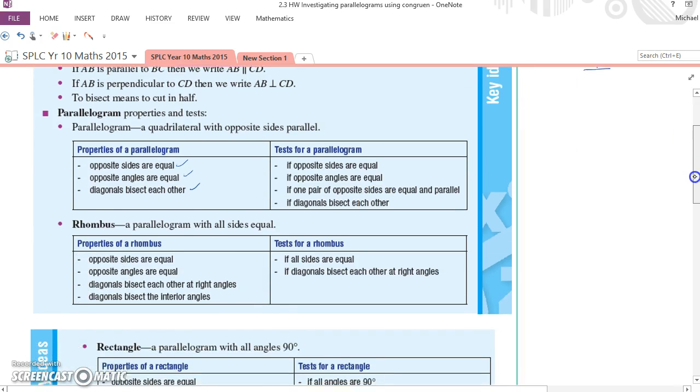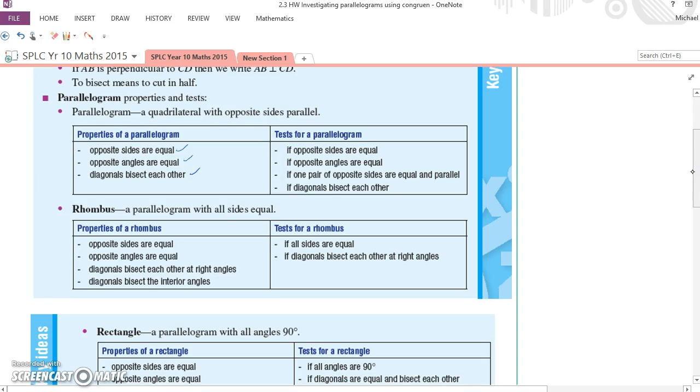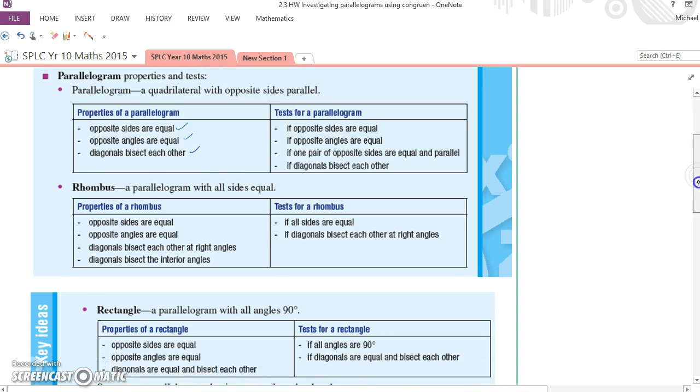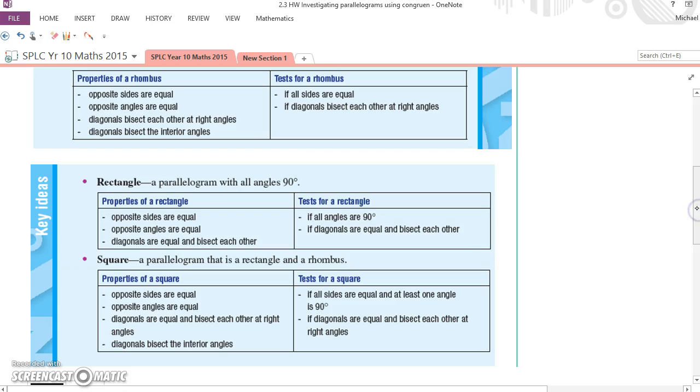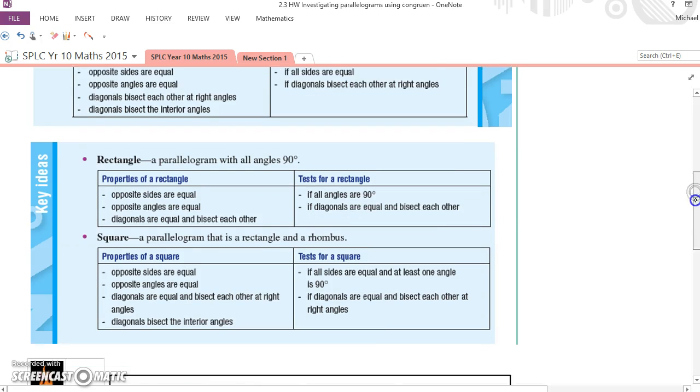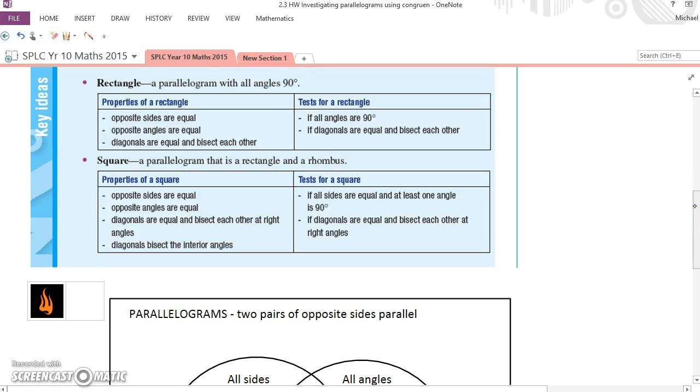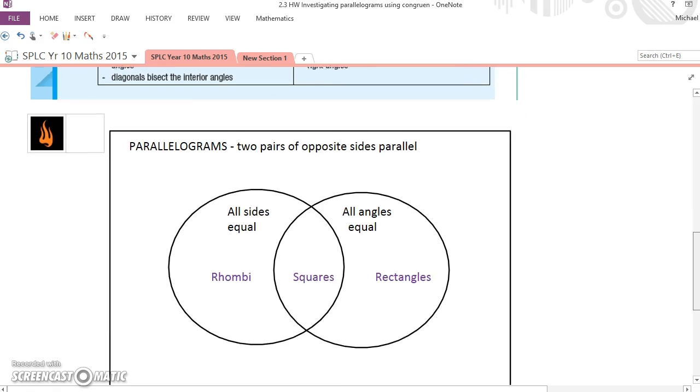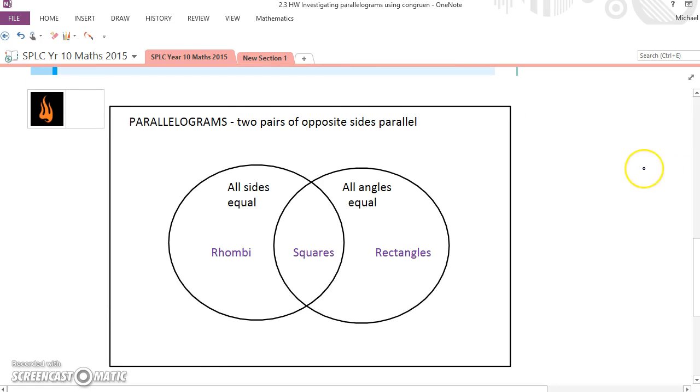Special sorts of parallelograms. A rhombus, it's a parallelogram with all sides of the same length. A rectangle, a parallelogram with all angles the same size, all angles 90, and a square, it's a parallelogram that is both a rectangle and a rhombus. This sort of sums up underneath here exactly how it works.